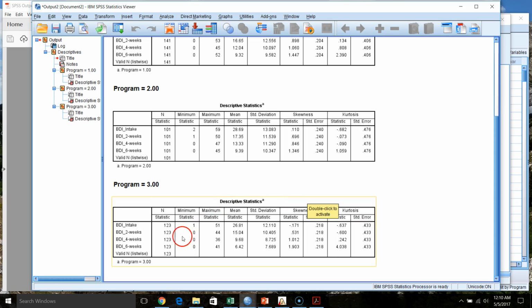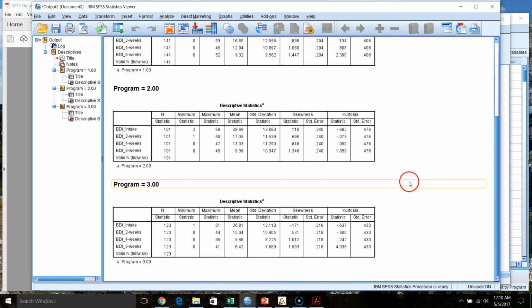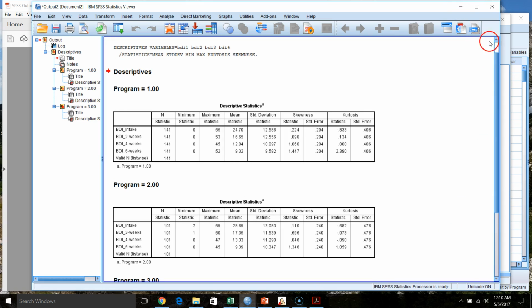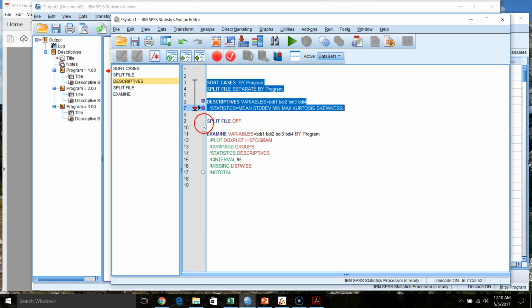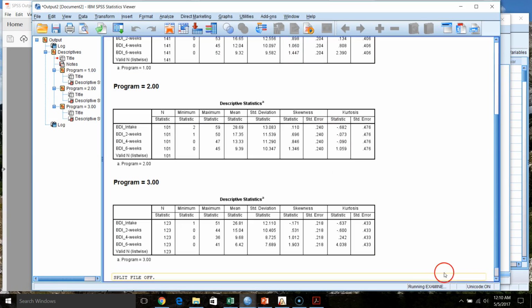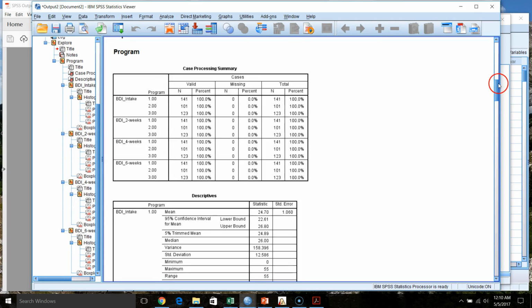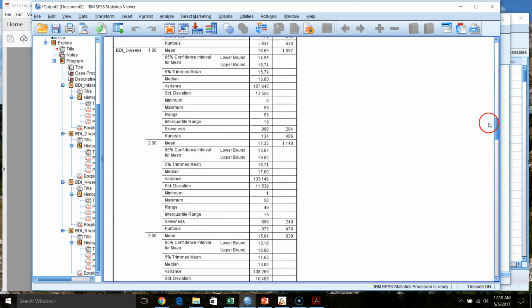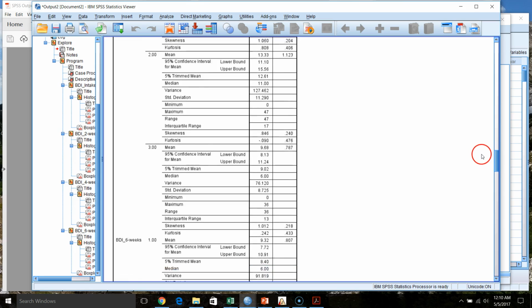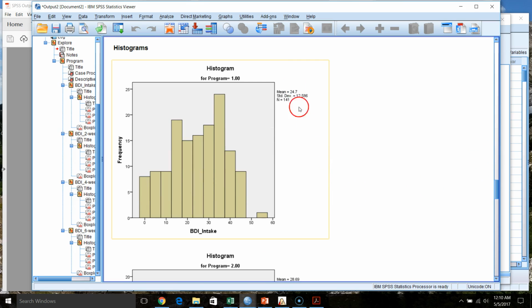But again, we've got really large cell sizes for a between groups design. So that's going to help us out quite a bit. We might then take a look at the graphical distributions here, turning the split file off and just running these analyses by program.